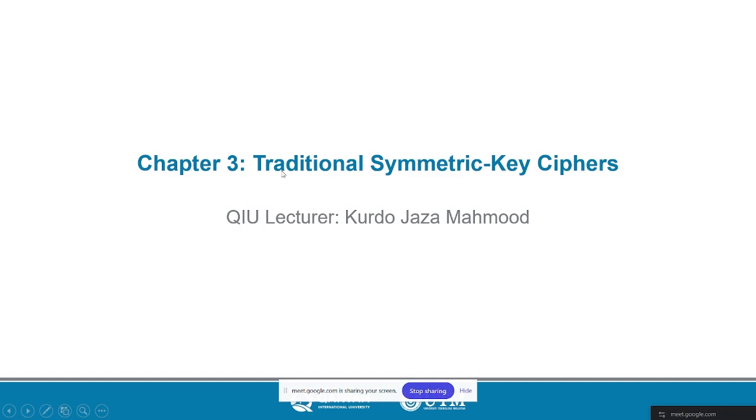Now, Chapter 3 of Cryptography class. We have Chapter 3, Traditional Symmetric Key Ciphers. Before saying anything, I want to tell you to please pay attention to the classes, because the cryptography classes have mathematical computations. So you need to be aware of the mathematics so you get the entire idea.